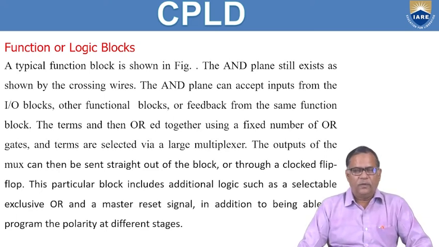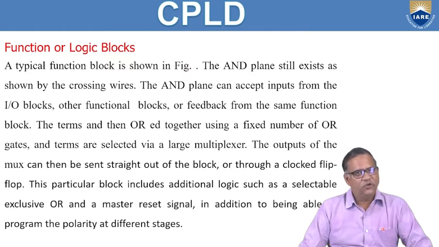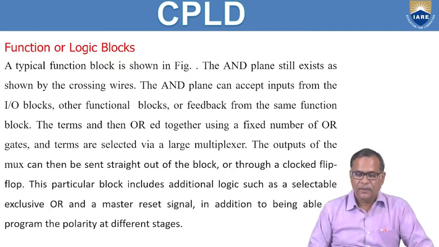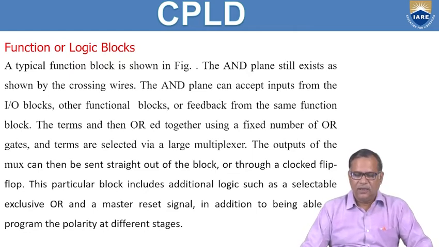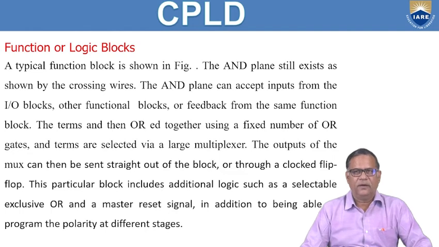So the basic block of CPLD is PAL. PAL has the programmable AND plane. The AND plane still exists, and I have shown it by the crossed wires. The AND plane accepts inputs from the IO blocks and other functional units, and feedback from the same function block. These terms are ORed using a fixed number of OR gates, and these are selected using a large multiplexer.